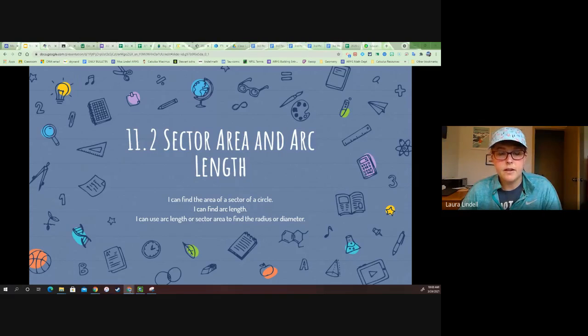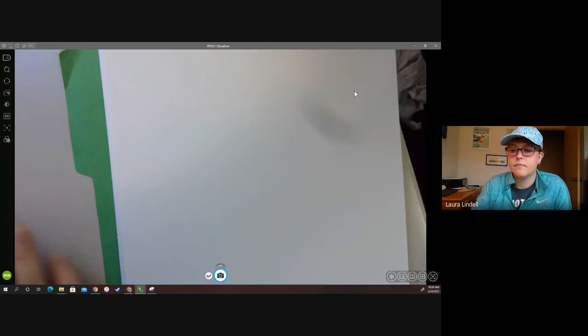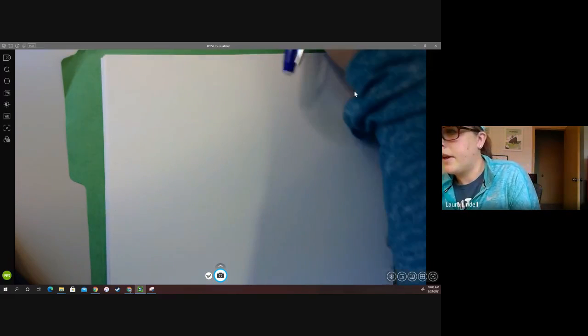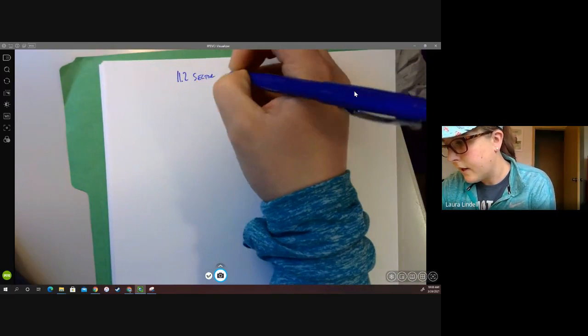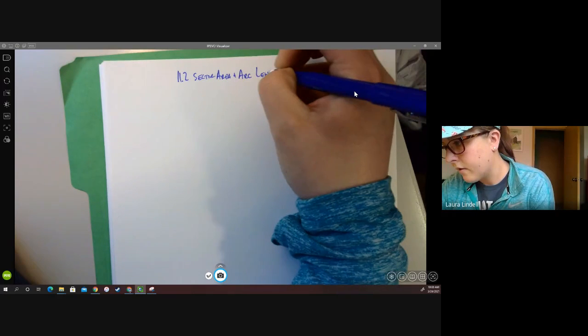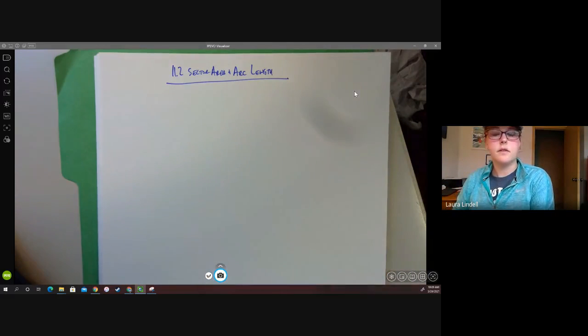And it's all defined by these things called central angles. So we're going to take a look at how we would solve for things like sector area and arc length today. So go ahead and grab your notes and we'll get started. Okay. So to get everything started for today, 11.2, sector area and arc length.